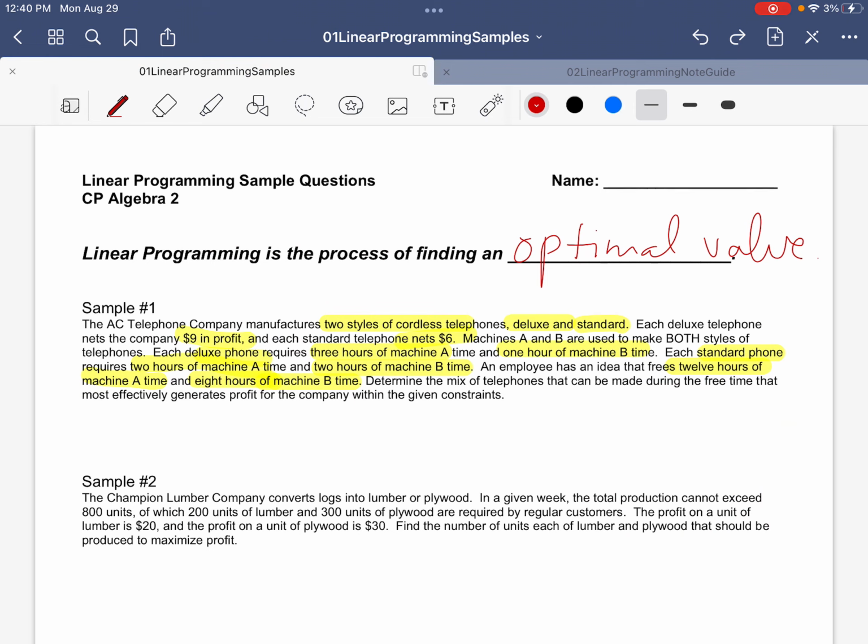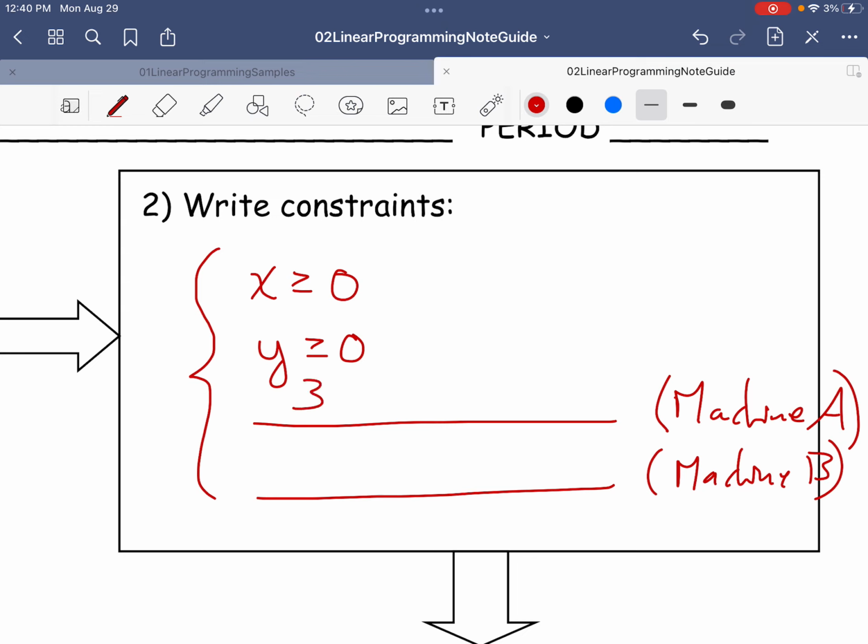In the middle of your paragraph, it says that a deluxe phone is going to require 3 hours of machine A. But it says that a standard phone is going to require 2 hours of machine A. Do you see how 3 hours for every x phone, 2 hours for every y phone, are going to be required, but I can't go greater than, so that means I have to be less than the total amount of hours available for machine A. And again, that is 12.